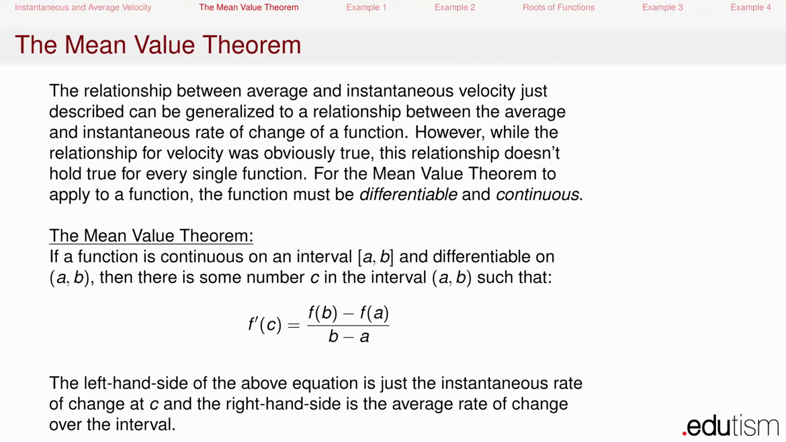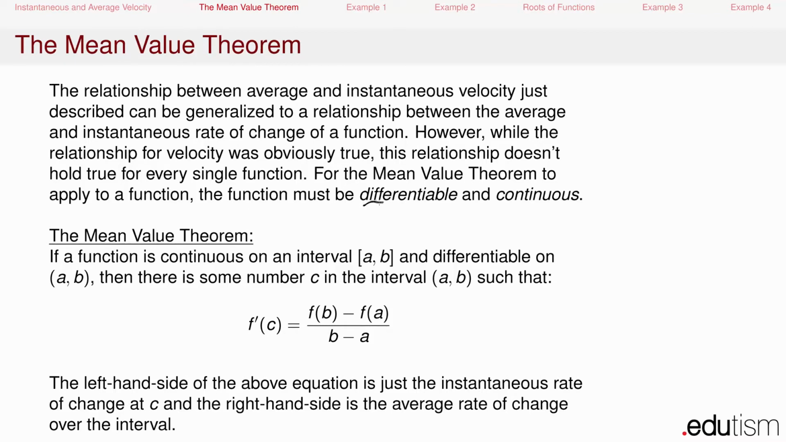This relationship between average and instantaneous velocity that I just described can be generalized to a relationship between the average and instantaneous rate of change of any function. However, while the relationship for velocity was obviously true in any physical situation, this relationship doesn't hold true for every single function. For the mean value theorem to apply to a function, the function must satisfy two properties.